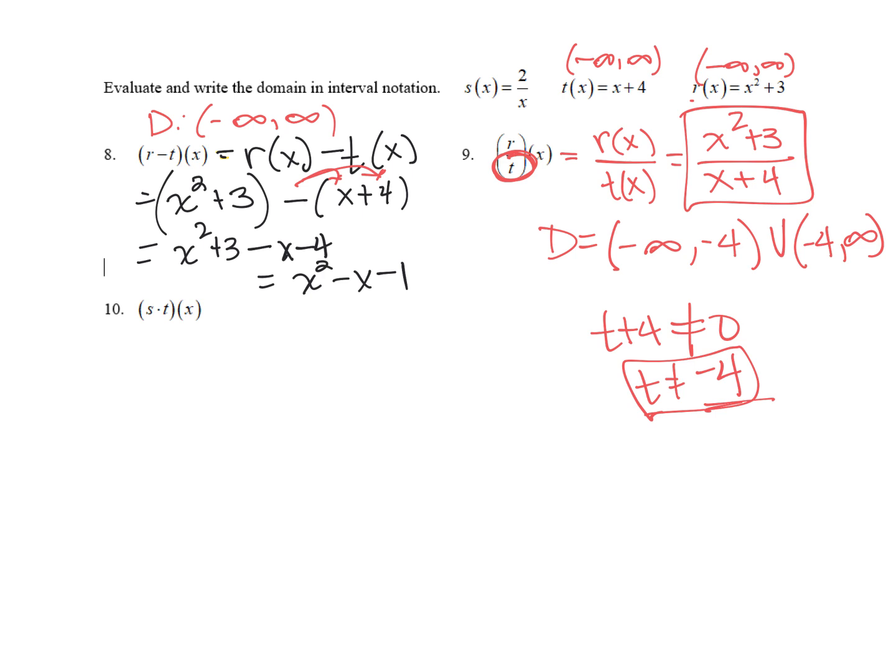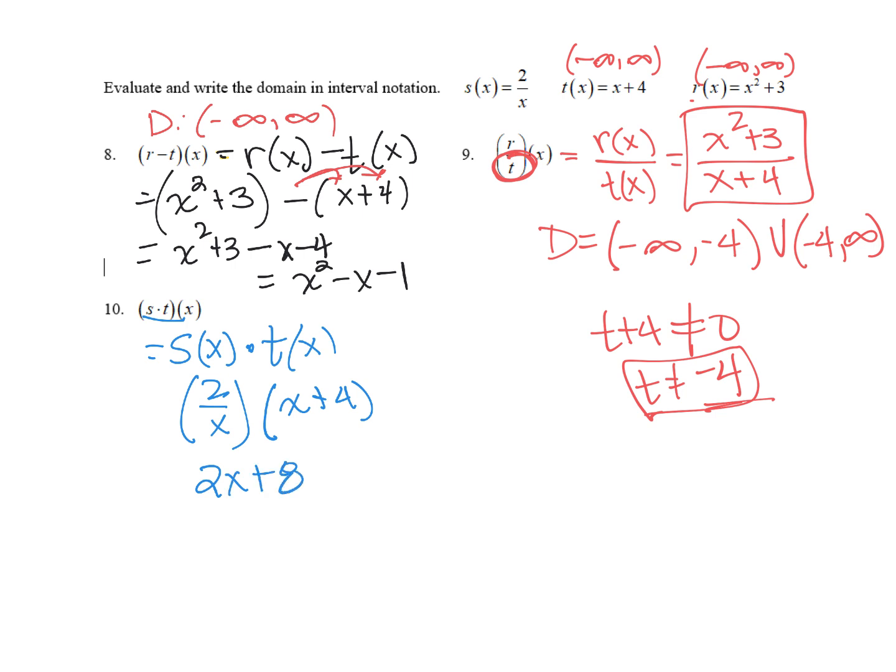So let's look at the next one, S times T of X. So this is going to be S of X times T of X. So S of X is going to be 2 over X times T of X, which is X plus 4. So best I can do there is to do 2X plus 8, distribute that 2, over X. Okay, now we got to think about what's the domain of S of X.